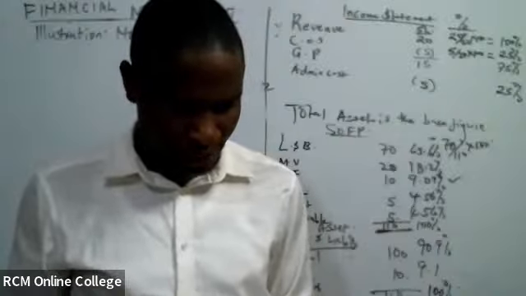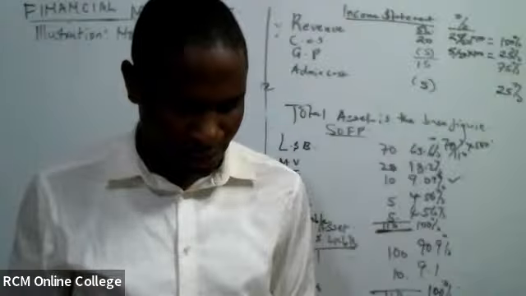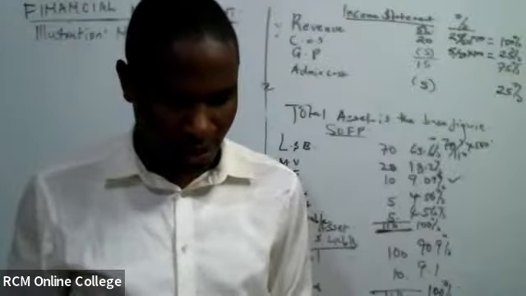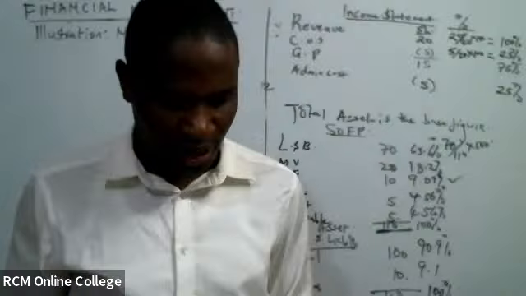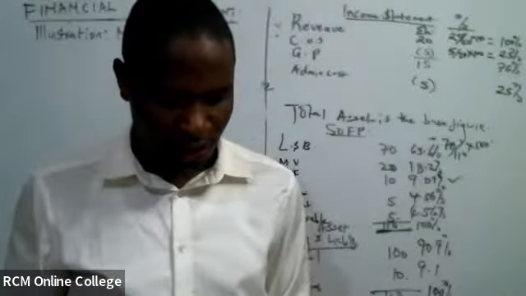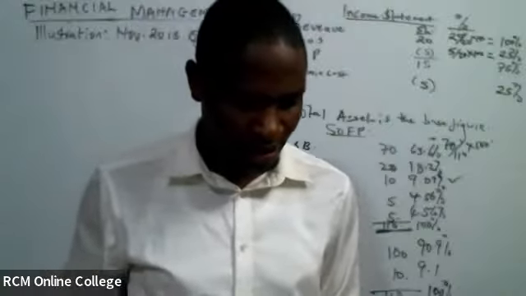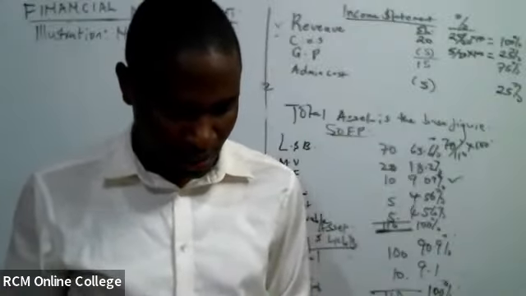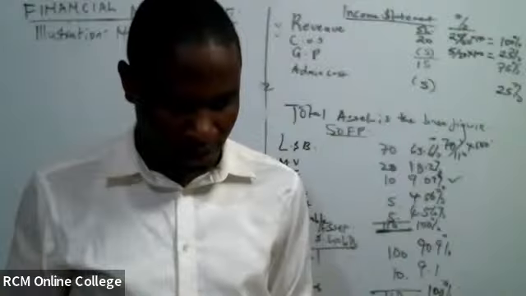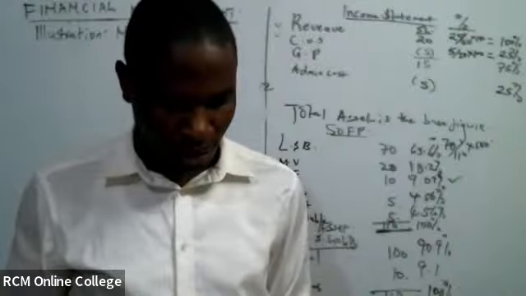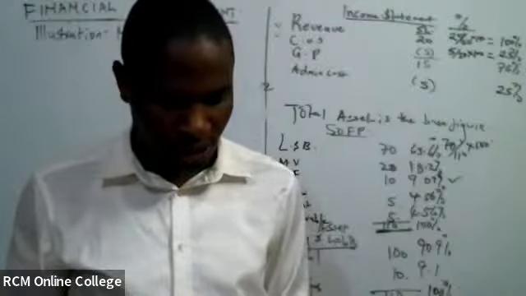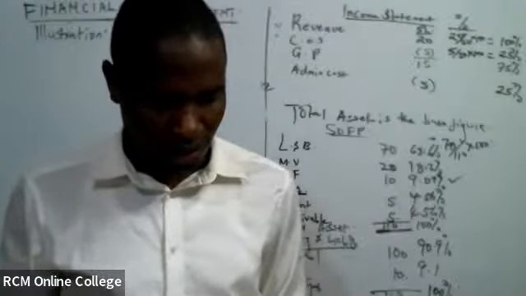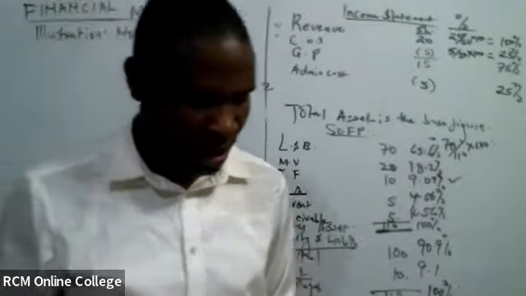So class, we have the following financial statements for ABC Limited and XYZ Limited for the year ended September 2018. We have the income statement given there. We also have the statement of financial position. We are required to prepare a vertical common size statement of income for the year ended September 2018, and a vertical common size statement of financial position as at the same date.